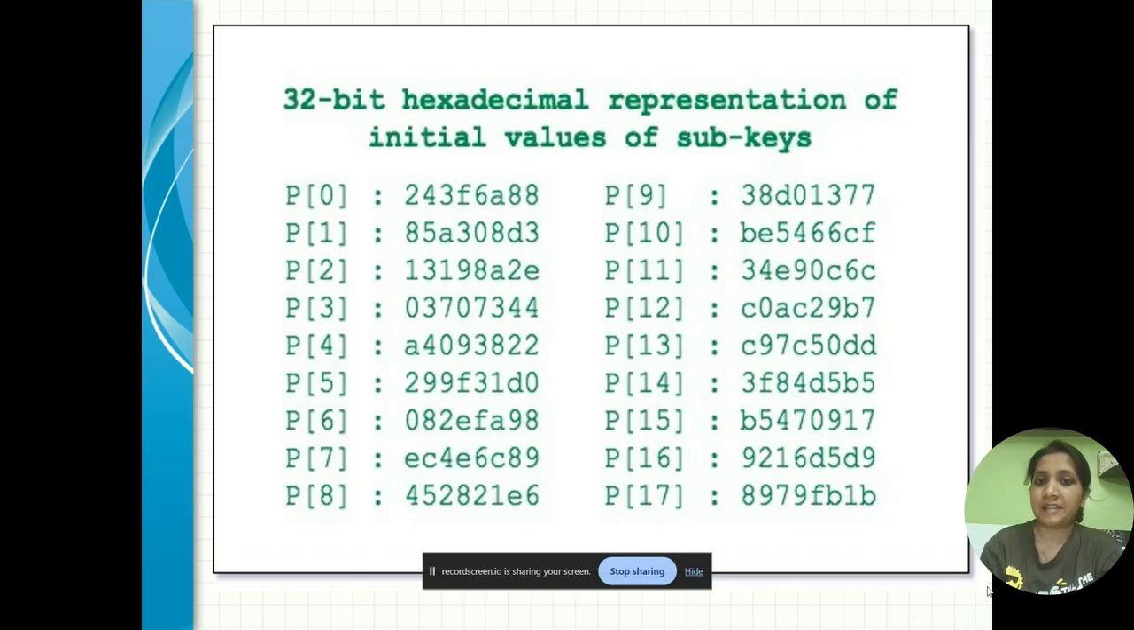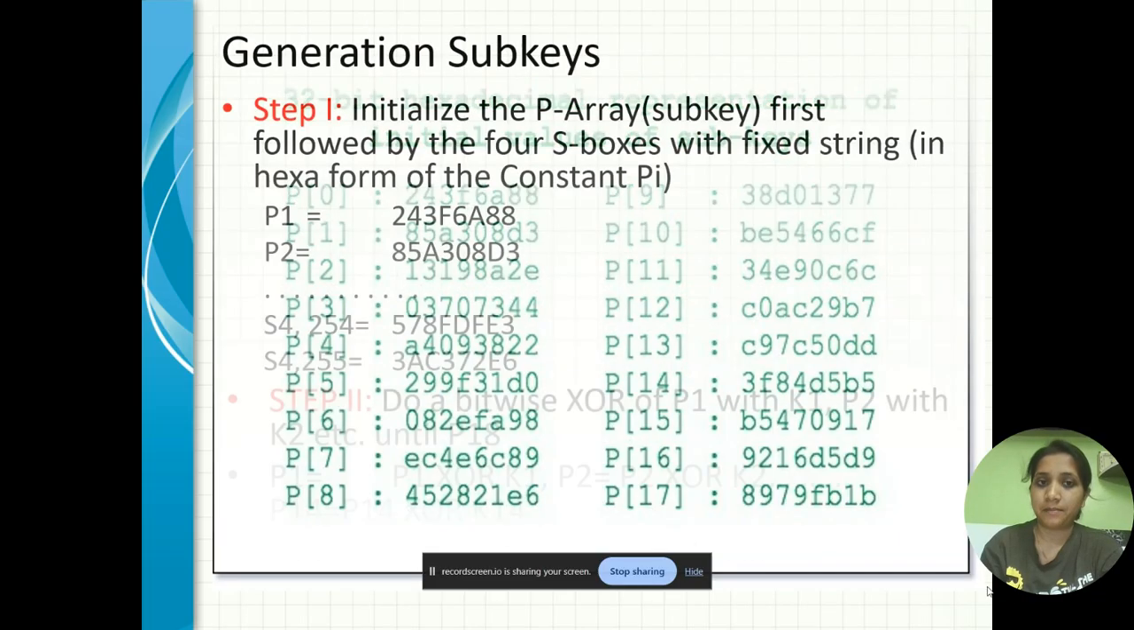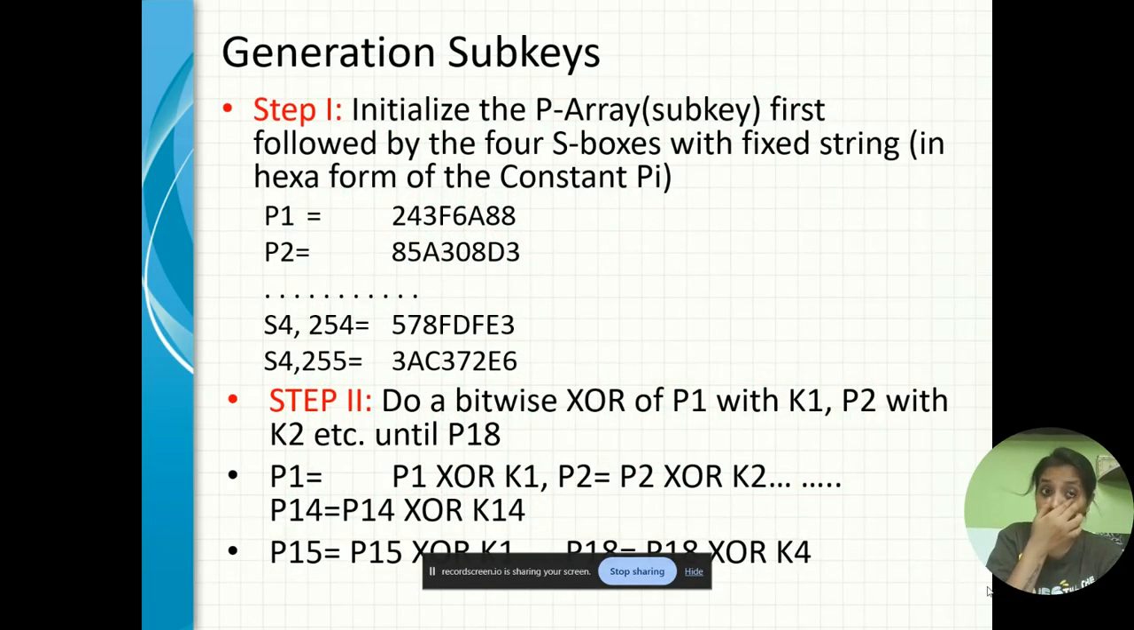Here is the 32-bit hexadecimal representation of the initial values of the subkeys up to P17. So next is generation of subkeys. Let us see it step by step. Step 1: initialize the P array, that is the subkeys, first, followed by the 4 S-boxes, with a fixed string in hexadecimal from the constants. P1 equals the following value and P2 equals the following value. S4 of 254 gives this value and S4 of 255 gives this following value. Step 2: do a bitwise XOR of P1 with K1, P2 with K2, until P18.